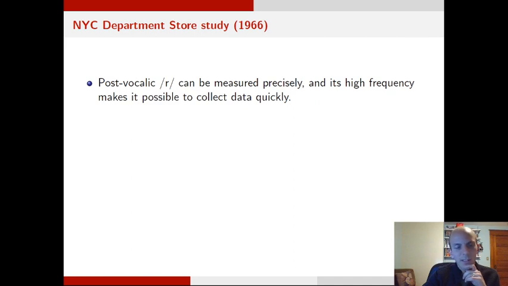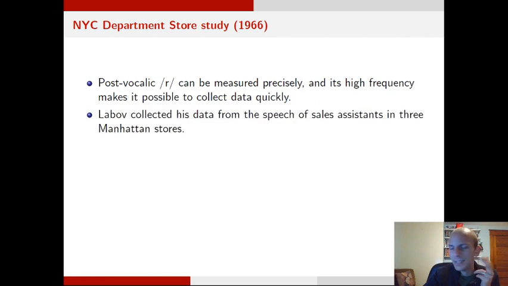Whew, this is quite the build-up. I'm sure you're on the edge of your seats right now. Another reason to do it is that post-vocalic R's are very common, they're high frequency, and they're able to be measured really easily, so you can get good data.